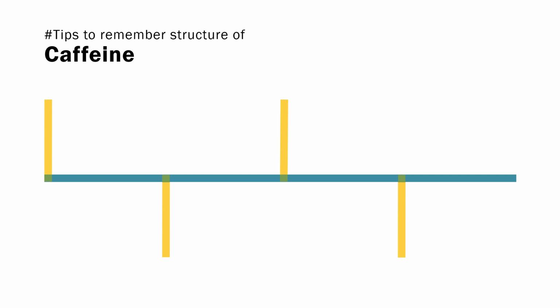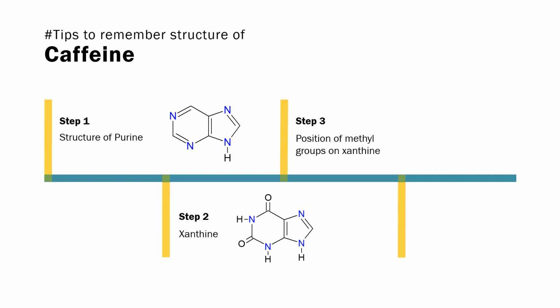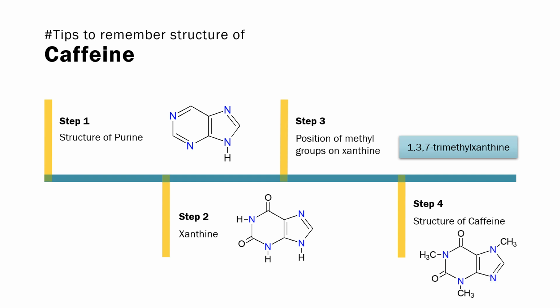In summary, let's see the tips to remember the structure of caffeine. Step number 1, the structure of purine, which is the fusion of pyrimidine with the imidazole ring. Then convert purine into xanthine by adding the double bond O at position 2 and position 6. Step number 3, remember the position of the methyl groups on xanthine, as caffeine is called trimethylxanthine and the positions are 1, 3, 7. So caffeine is also known as 1,3,7-trimethylxanthine. And last, you just attach the methyl groups on the xanthine ring, and the structure of caffeine becomes like that. Is it easy?